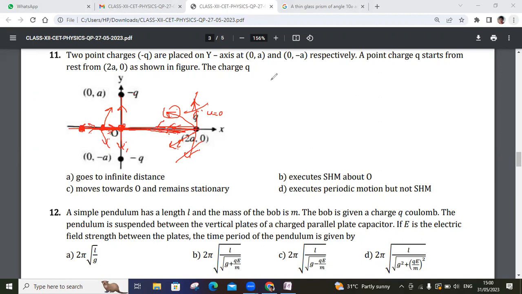So how to find? If it is SHM, the net force should be in the form F equals minus Kx, right? If it is not in the form F equals minus Kx, then it will not be SHM, but it is periodic motion which is happening here. So how to find whether it is SHM or not? Force on this Q will be, suppose, KQ by R square. So it will be KQ by R square into cos theta, right? If this is x and this is r, and this is theta, then cos theta is adjacent, that is x, by hypotenuse, that is r.